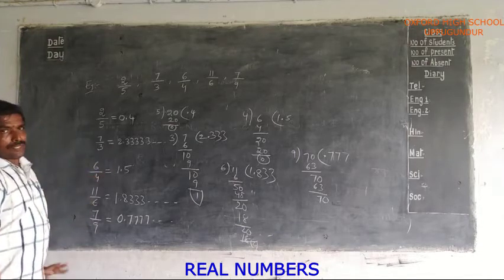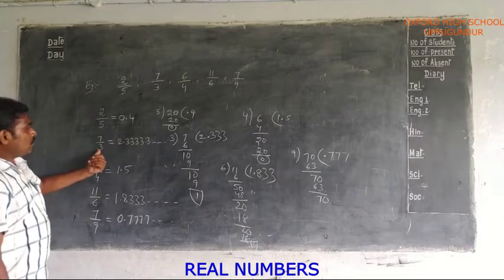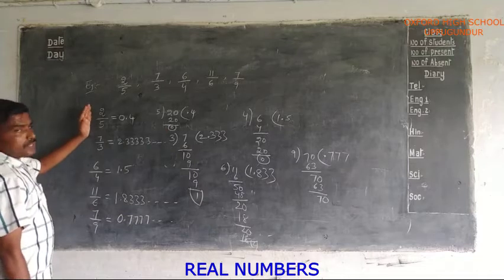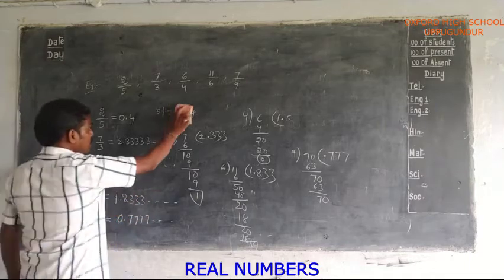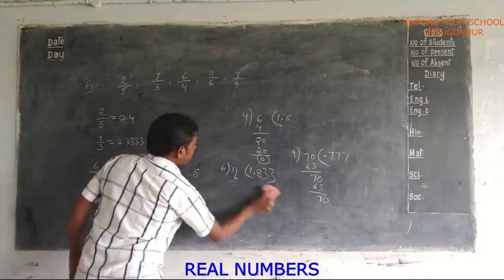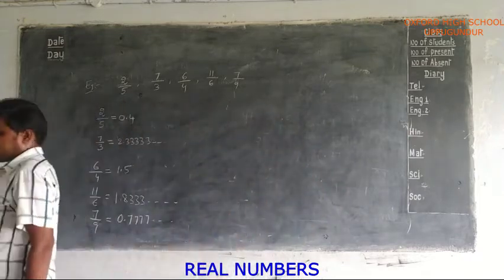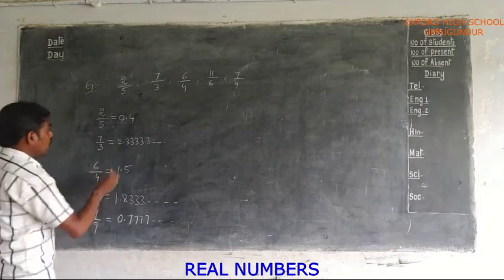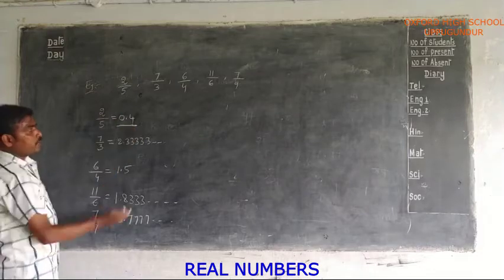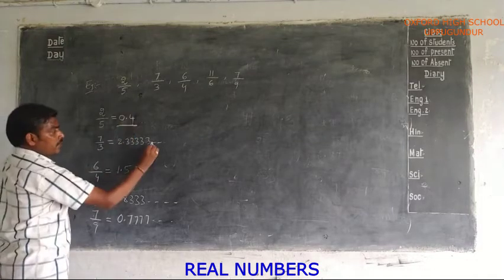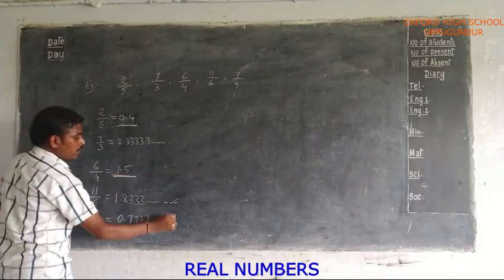When you observe all these decimal forms, we found the decimal forms of 2 by 5, 7 by 3, and all the others by actual division. After completing them, when you observe all these decimals, the decimal form of 2 by 5 is terminating. That means it will stop here, but here it is continuing. Here it will stop again, and here and here are continuing.